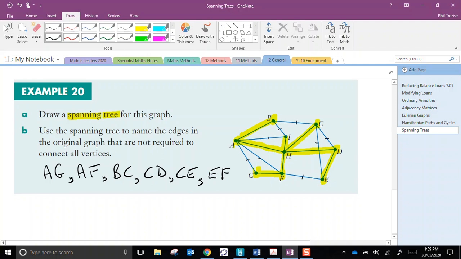Oh, I haven't got them all, have I? BI, we didn't write that one down. And what was the other one I missed? Did I go CE? Yes, I did CD. Yes. EF? Yes. AG is there. AF is there. That's those two. It was AI that I missed. I didn't do that one. So, there's the answer to that question.